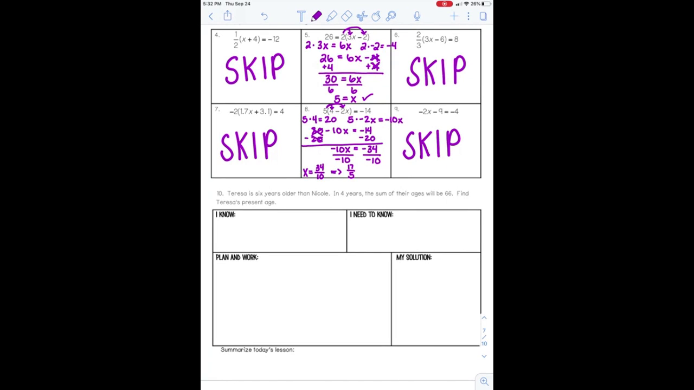So now we're going to do number 10. And it says Teresa is 6 years older than Nicole. In 4 years, the sum of their ages will be 66. Find Teresa's present age. So what we know is that Teresa's age is equal to 6 plus Nicole's age. So that means every time we need Teresa's age, we're going to write it as 6 plus n. Okay? We also know that in 4 years, their ages are going to add together to be 66. So t plus n will be 66.